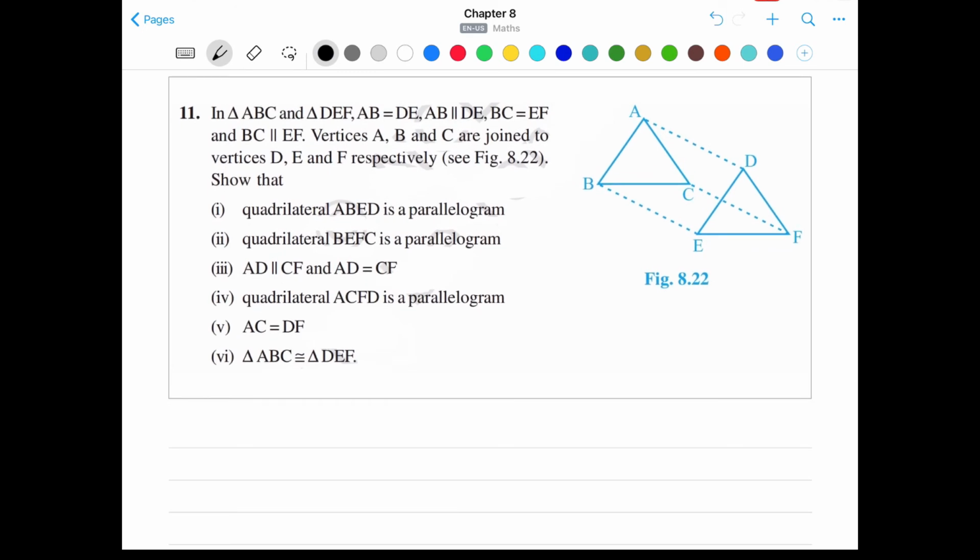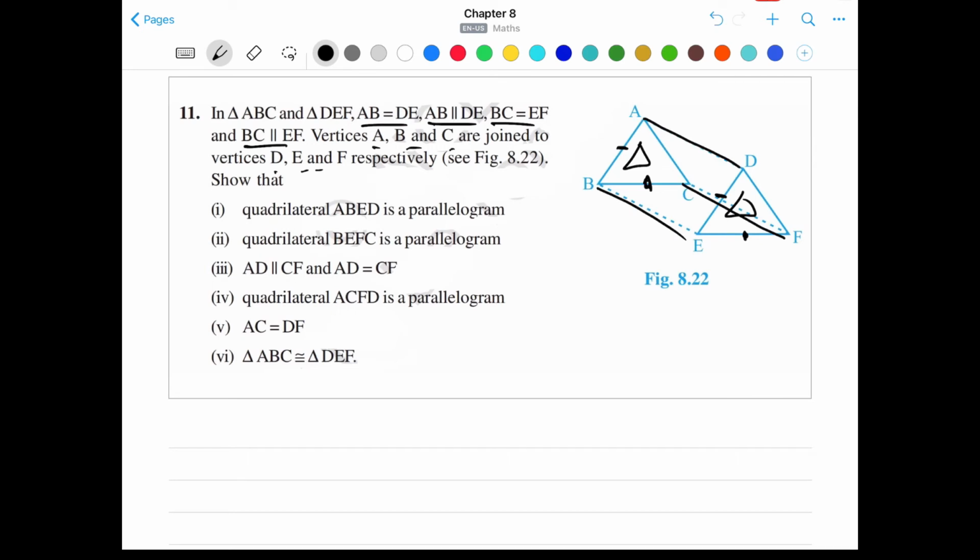Now moving to question number 11, we have in the figure triangles ABC and DEF. In this, AB is equal to DE, and also AB is parallel to DE. So these two are equal and parallel. Similarly, BC and EF are also equal and parallel, and vertices A, B, C are joined to vertices D, E, F respectively. So A is joined to D, C is joined to F, and B is joined to E.